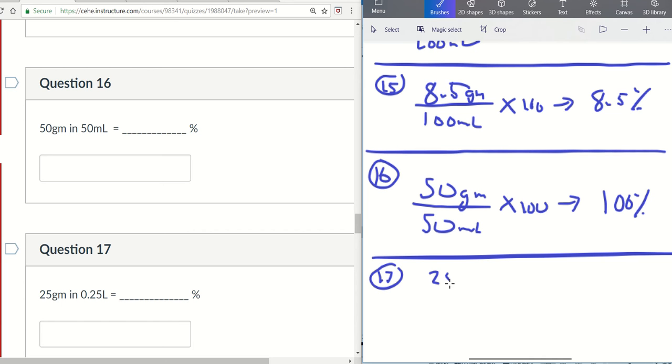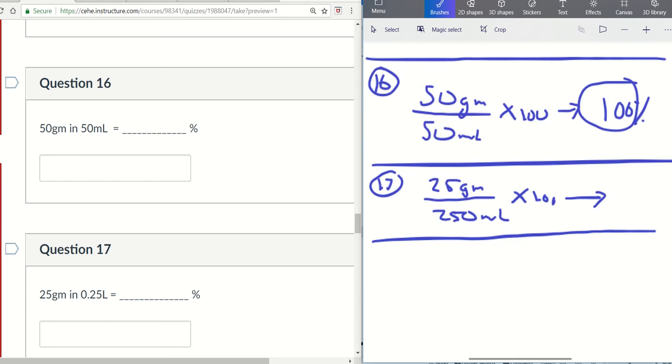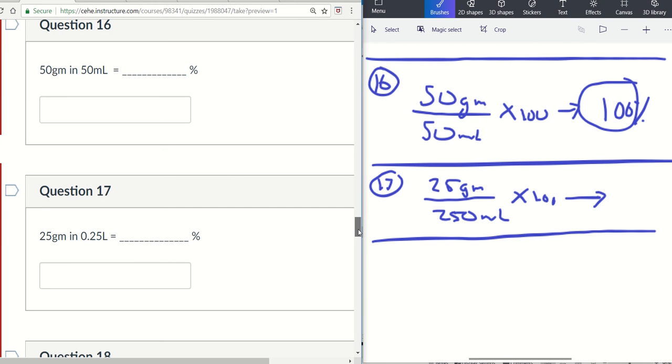17, 25 grams over, so these are liters, you got to change to mLs, 250. Don't forget to multiply by 100. 16 is 100%. So just enter in 100, just the numerical value. So 17 is 10%. So just set up your fractions, grams over mLs times 100.